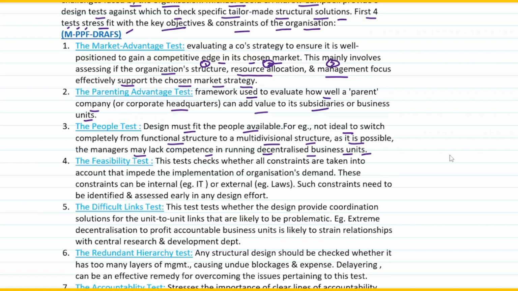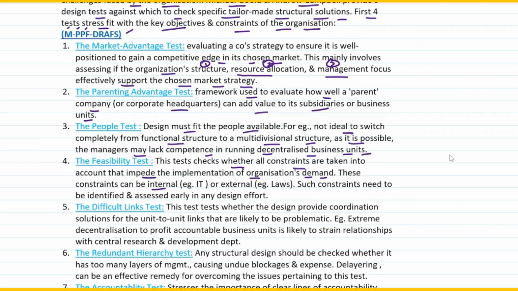Then PPF. F is what? Feasibility test. What exactly is feasibility test? This test checks whether all constraints, right? Constraints, we discussed about that, the 4 constraints. I said key objectives and the constraints of the organization. The 4th one talks about the constraints. So this test basically checks whether all constraints are taken into account that impede. Impede means what? Delay something by obstructing something, right? Or hinder, that's the right word to use. So you can say this test basically checks whether all constraints are taken into account that impede the implementation of organization demand, right?